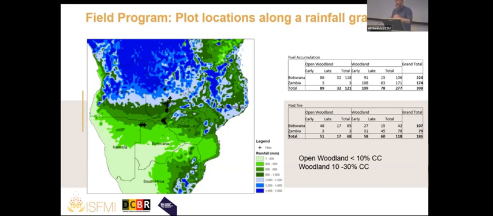The important thing to note from this slide is that the plots we have collected are from a rainfall gradient of around 650 mils to about 1,400 mils. We've collected a lot of data, both in woodland and open woodland, in Zambia and Botswana, down that rainfall gradient. The slide on the top shows the number of transects we've collected for fuel accumulation and then consumption as well.